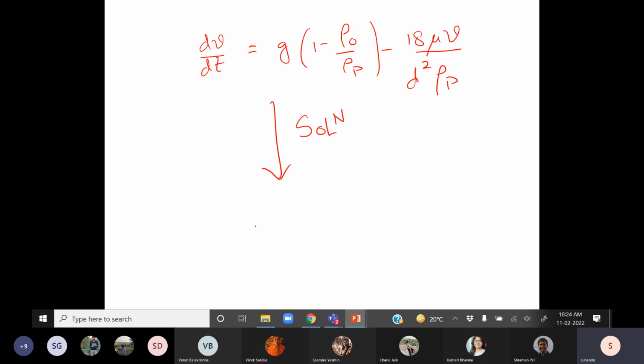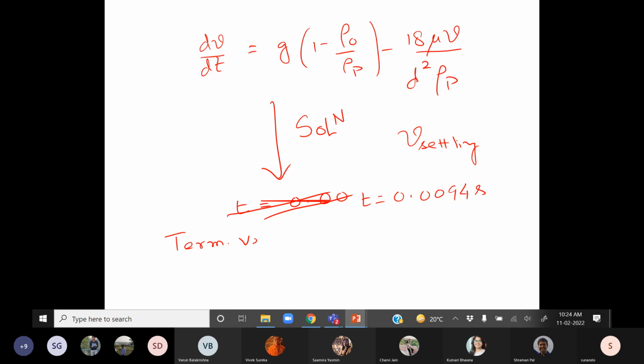Then you should be able to obtain the time when the velocity reaches 99% of the settling velocity. You should be able to figure out the settling velocity, so find out what V settling is from the above equation by setting dv/dt equal to 0. This would be the final result, and the terminal velocity would be 3.6 times 10 to the power minus 3 meter per second.